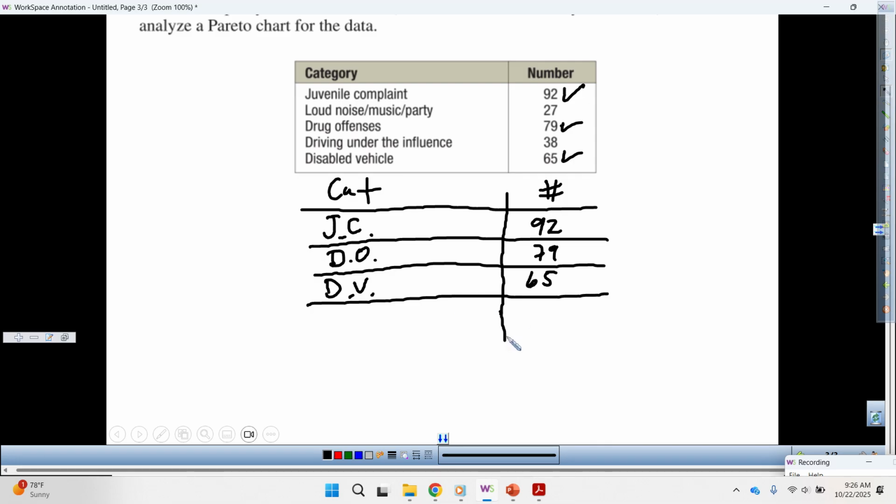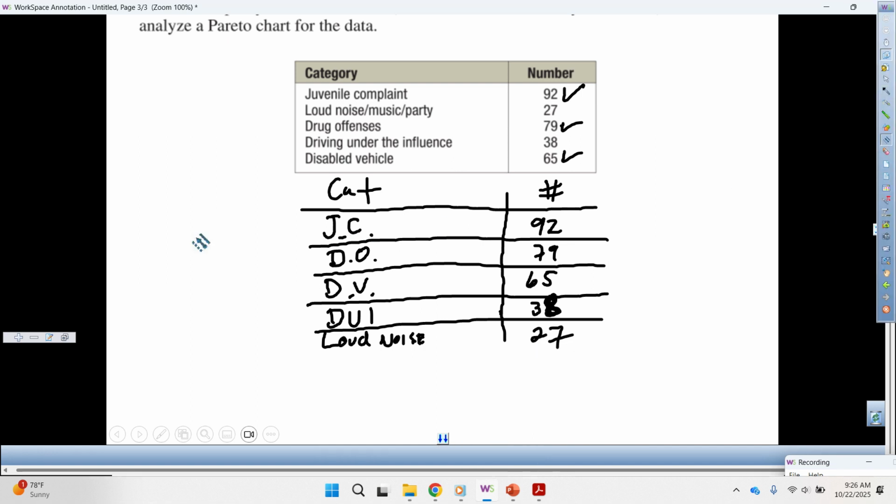And since seating arrangement's coming up pretty soon in a couple of weeks, so we're there. All right. So what would be our next one, Jacob? DUI 38. That is correct. 38. And of course the last one would be loud noise. All right, and that was what? 27. Okay. So with that said, create a quadrant on the side.